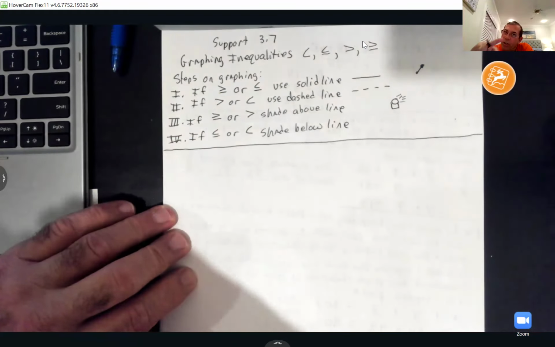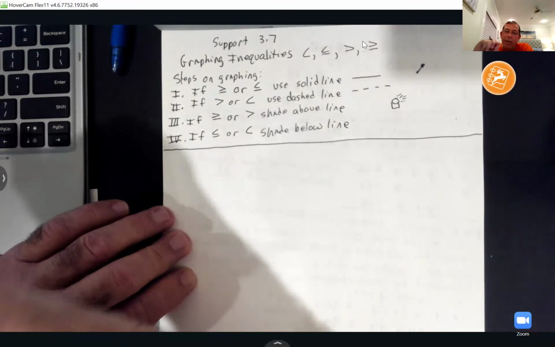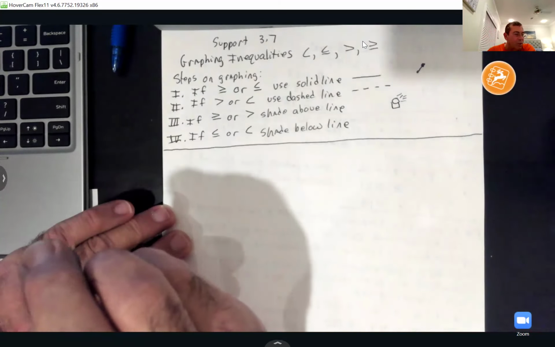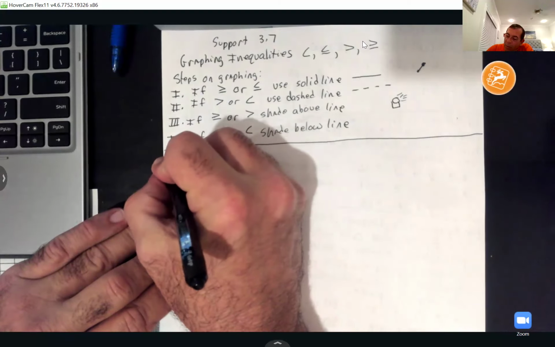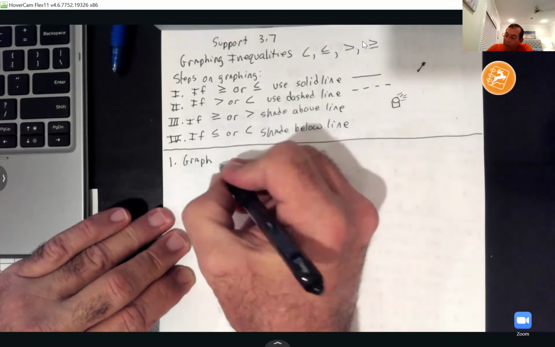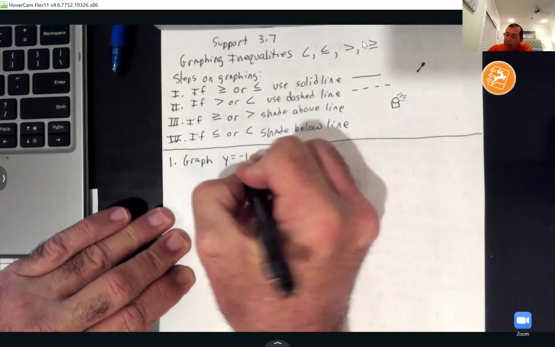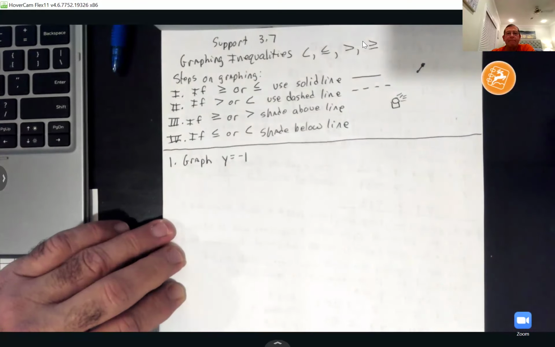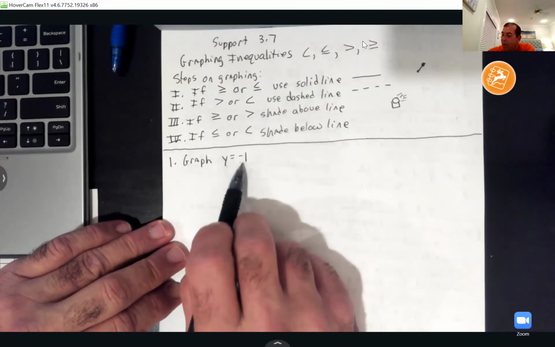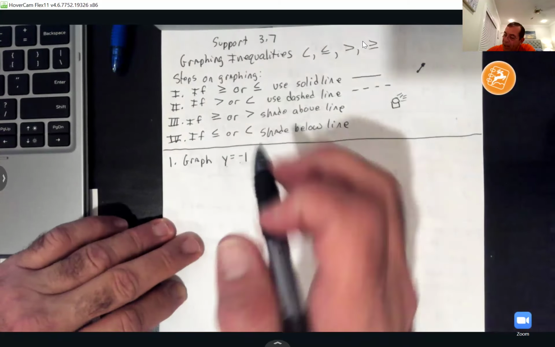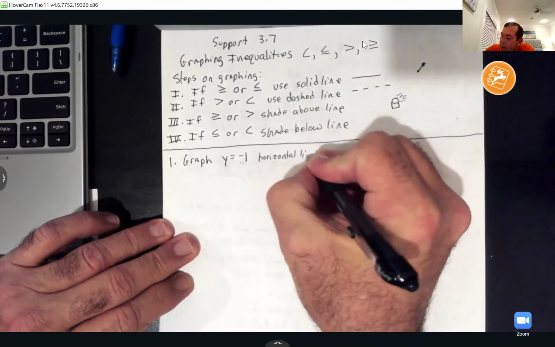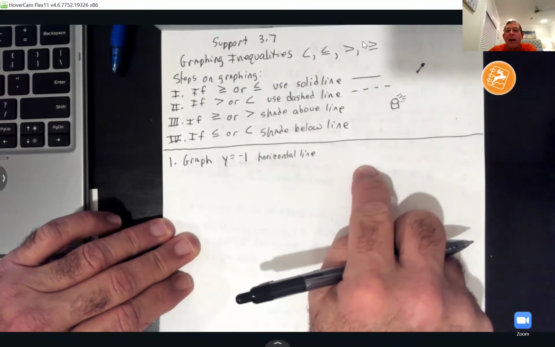Now, the first two in support are not inequalities. They just want us to graph lines, okay? But there's two special lines they want us to graph. So number one for support says something like, hey, graph y equals -1. Well, y'all, when you got y equal to any number, I don't care what this number is, if y equals that number, this is going to be a horizontal line. It's going to be a horizontal line left to right.